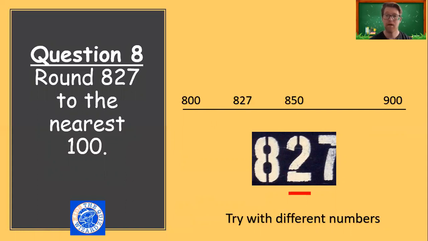Or if you're rounding to the nearest 100, look at the column before, which is the tens, and I can see that there are 2 tens in 827. 0, 1, 2, 3, and 4 round down. 5, 6, 7, 8, and 9 round up. So 2 tens would round down again to 800. Try again with some other 3-digit numbers. 4 digits if you want to, round to the nearest 1,000.